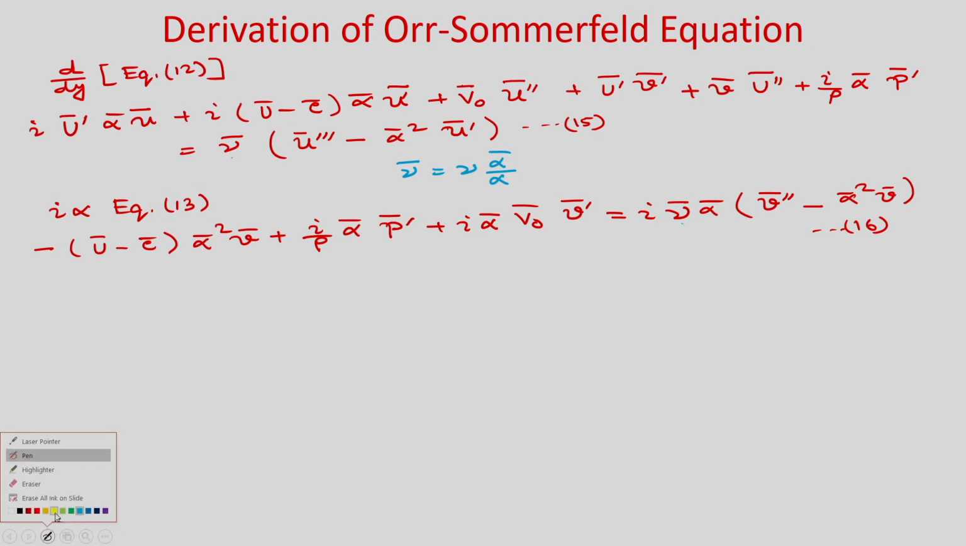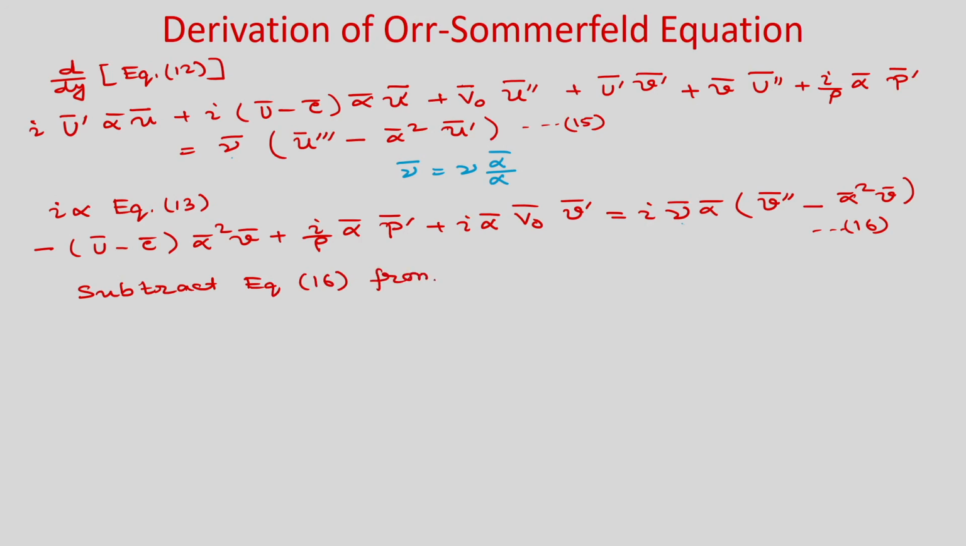Okay. So, now subtract equation 16 from equation 15. Then we can eliminate the pressure. You can see here we have i by rho alpha bar p prime bar, and here also we have i by rho alpha bar p prime bar. So, this will get cancelled. So, we can eliminate the pressure from these two equations.